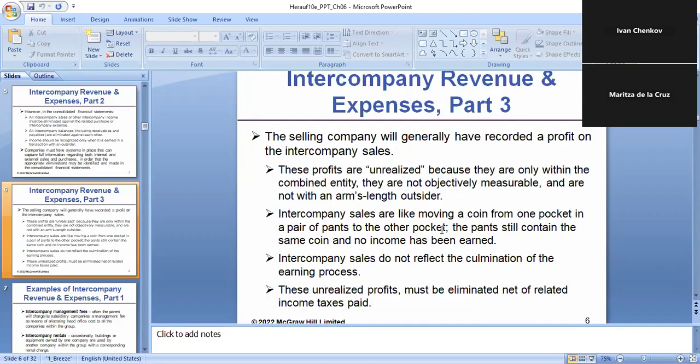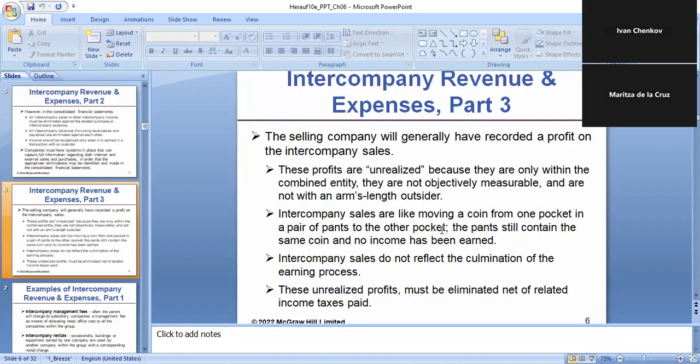Now, as long as the mother is holding candies which were originally purchased by the first daughter, all the profits related to the inventory unsold to third parties have to be eliminated. That is called unrealized, because they are only within the combined entity, so they're not objectively measurable, since they're not in a transaction at arm's length.